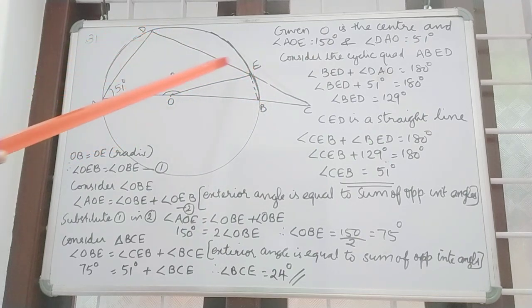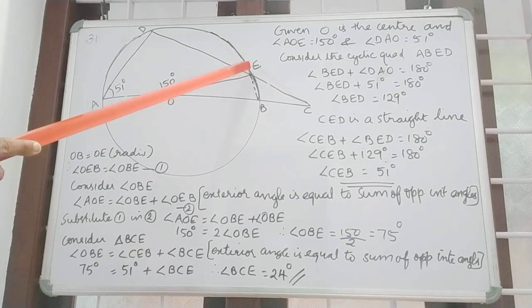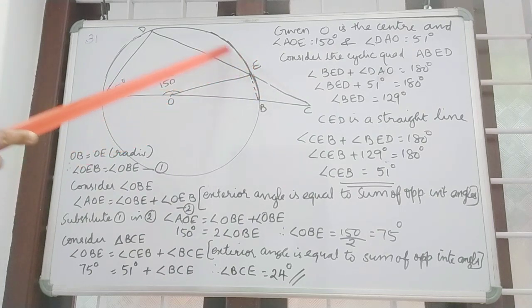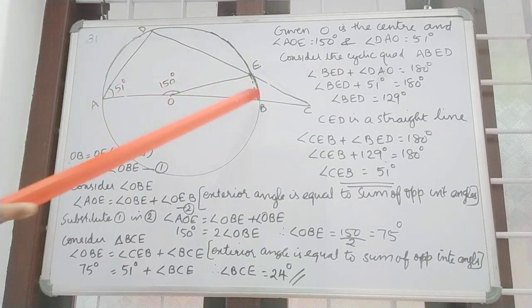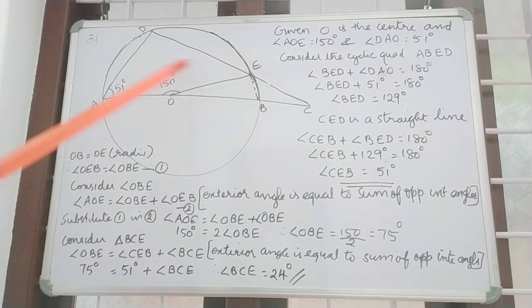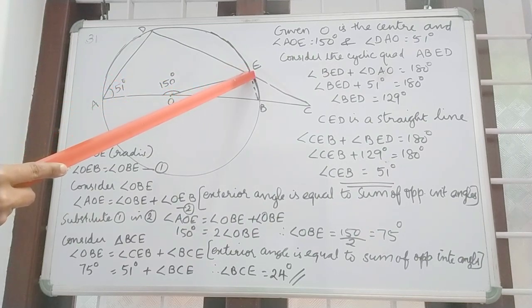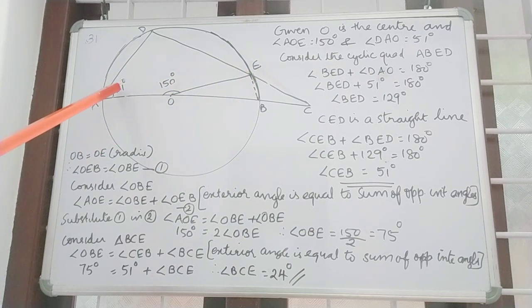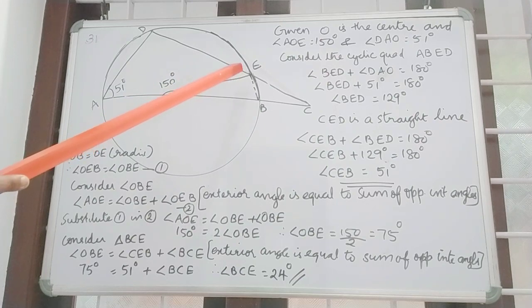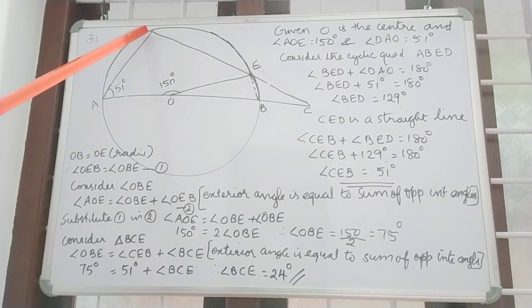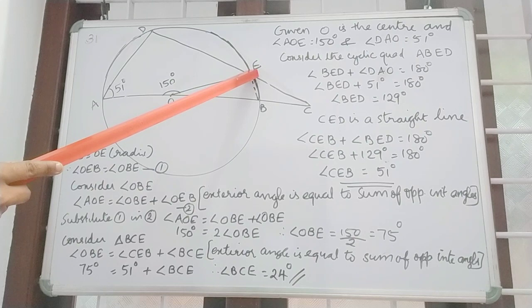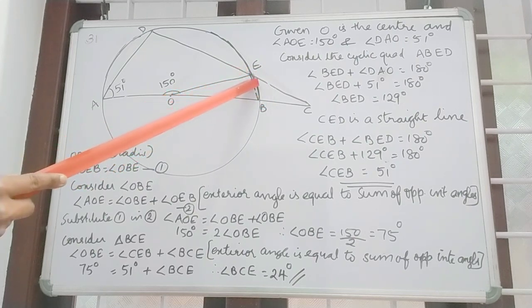Opposite angles of the cyclic quadrilateral are supplementary. So which are the opposite angles? BED and DAO. That is DAO means DAB. That is this angle E and this angle A. So these two angles sum will be 180 degree. So we have 51. This angle as 51. So 51 plus angle DEB will be 180 degree.